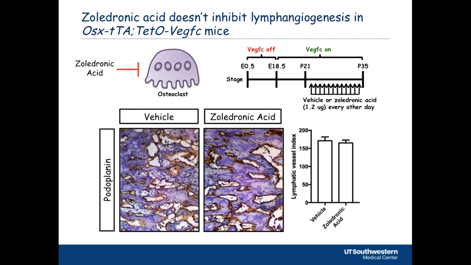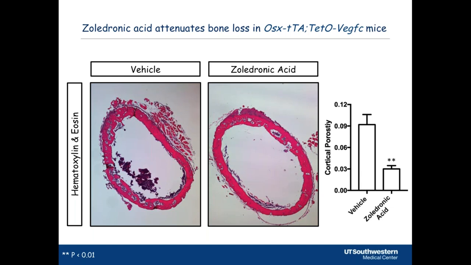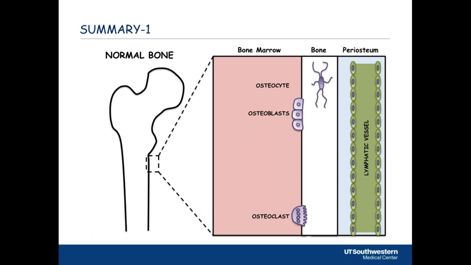We then set out to determine whether osteoclasts were responsible for destroying bone in our double transgenic mice. To do that, we treated our animals with zoledronic acid, which is also called Zometa. And this is a drug that inhibits osteoclasts. We found that zoledronic acid did not affect the development of lymphatics in our double transgenic mice. However, our zoledronic acid treated animals had fewer osteoclasts than vehicle treated animals, and bones from zoledronic acid treated mice were less porous than bones from vehicle treated animals. These results show that bone loss in our double transgenic mice is mediated in part by osteoclasts.